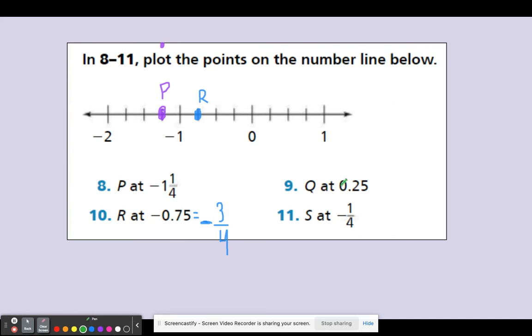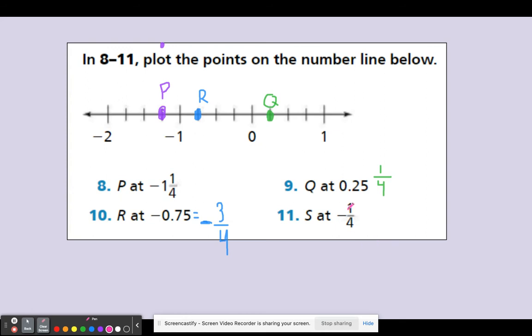And now I'm going to go to my next one. 0.25. Once again, I don't have a fraction, but I know money. If you have 25 cents, you have 1 out of 4 quarters. It is not negative, so it's positive. If it's positive, it means you go forward. You go to the right. There is no whole number, so I don't travel to any whole numbers. I just start at 0. And I go forward 1 of the tick marks, 1 out of 4. And its name is Q.